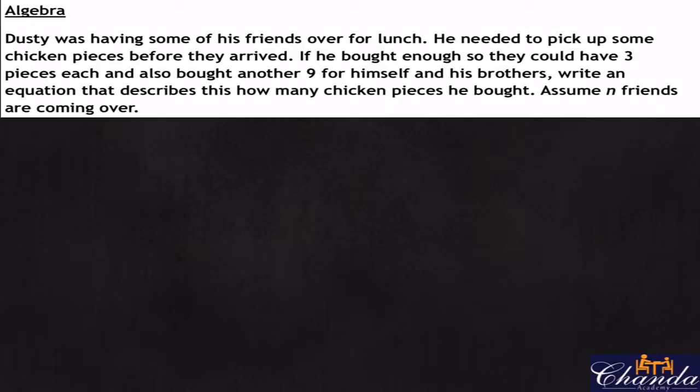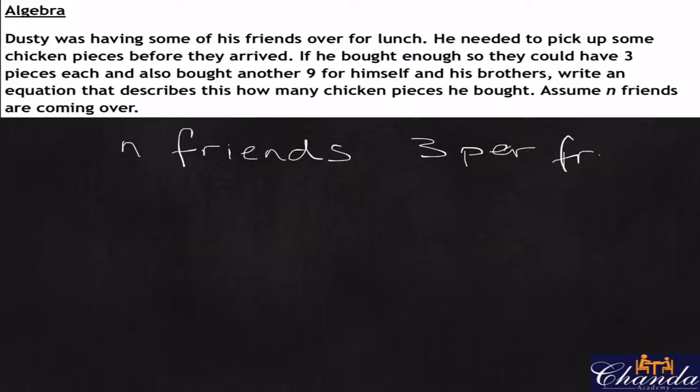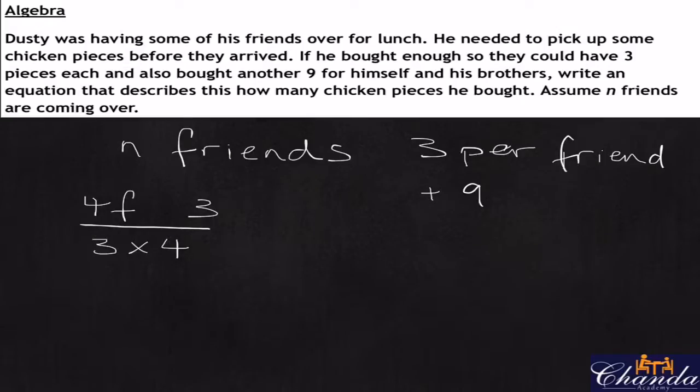Again, a very typical sort of question when it comes to algebra. There are n friends. He bought 3 per friend, so 3 chicken pieces per friend. And then he bought another 9 for himself and his brothers. So let's work with some simple numbers. Imagine there were 4 friends coming over, and he bought 3 each. In order to figure out how much he bought altogether, we would simply do 3 times 4.